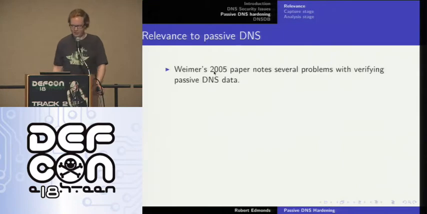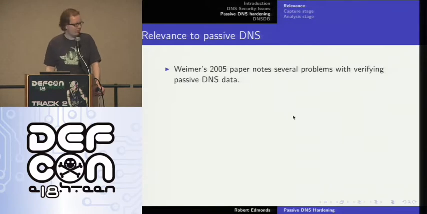Okay, now that we've covered all the background material that has led up to the meat of the talk, how is this particularly relevant to passive DNS? So Florian Weimer in his 2005 paper identified several problems with validating the data collected by a passive DNS sensor, but he chose not to implement protections against these problems. But we would like to fix these problems if possible.